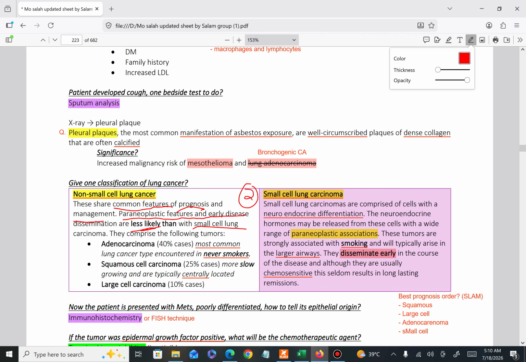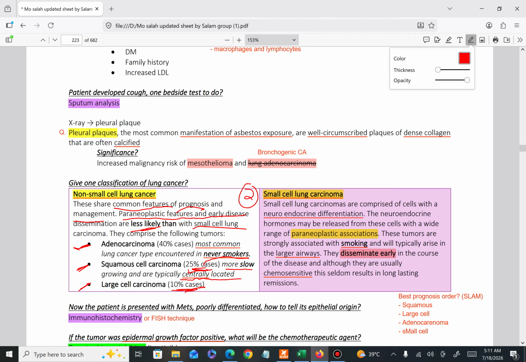They comprise the following tumors: adenocarcinoma, 40% of cases, the most common lung cancer, which is encountered in never smokers. Okay, then the squamous cell carcinoma of the non-small cell lung carcinoma is present in 25% of cases. It is more slow growing and typically centrally located. Then the large cell carcinoma is 10% of cases.